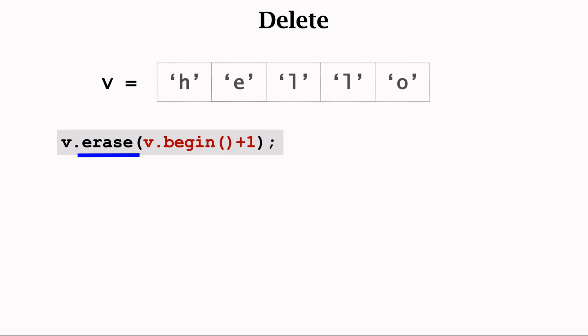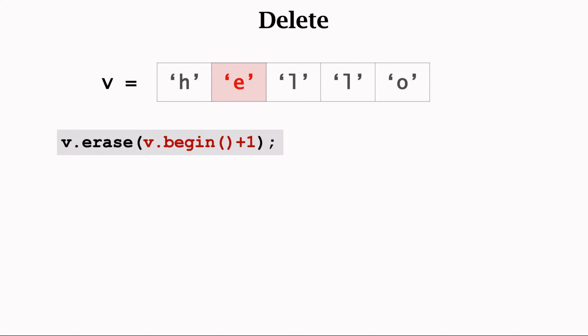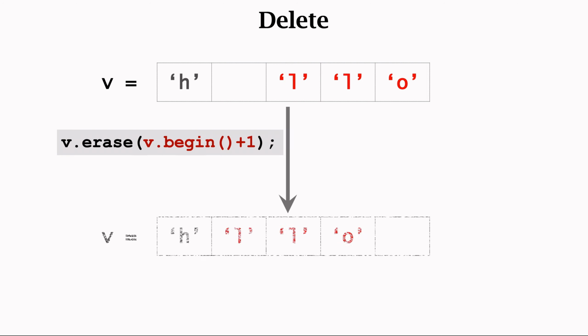The erase function can remove any element in the middle. I use v.erase(v.begin() + 1) for removing the first element, that is, character E. After the element gets deleted, there will be a hole in the middle. The rest of the elements will move leftward to fill the hole.